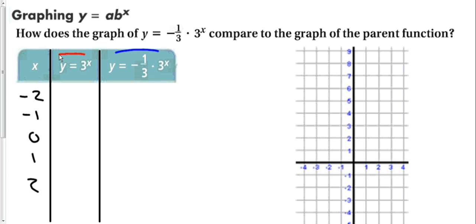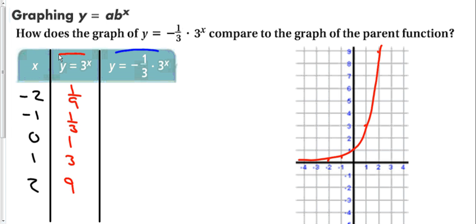So plug -2 into the exponent, and it becomes 3 to the -2 power, which is 1/9. 3 to the -1 power is 1/3. Anything to the 0 power is 1, then 3, and 9. When we graph these, graphing them, my graph looks like that.